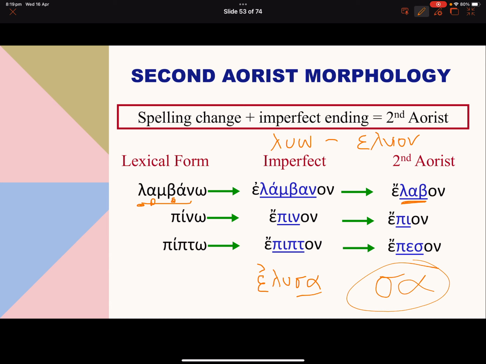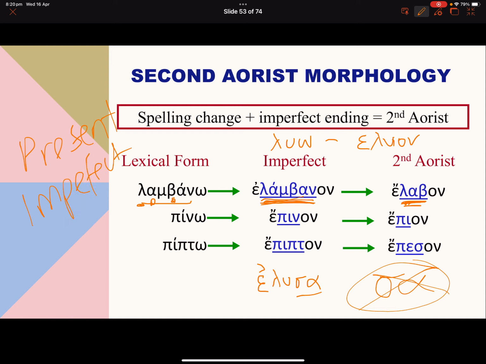However, with these irregular verbs, because the stem changes, so it goes from lambano to just lab, we no longer need the tense formative to tell us that we're in the aorist, because the change in the stem is enough for us to know that we're not in the imperfect anymore, because the imperfect will always use the same stem as the present.